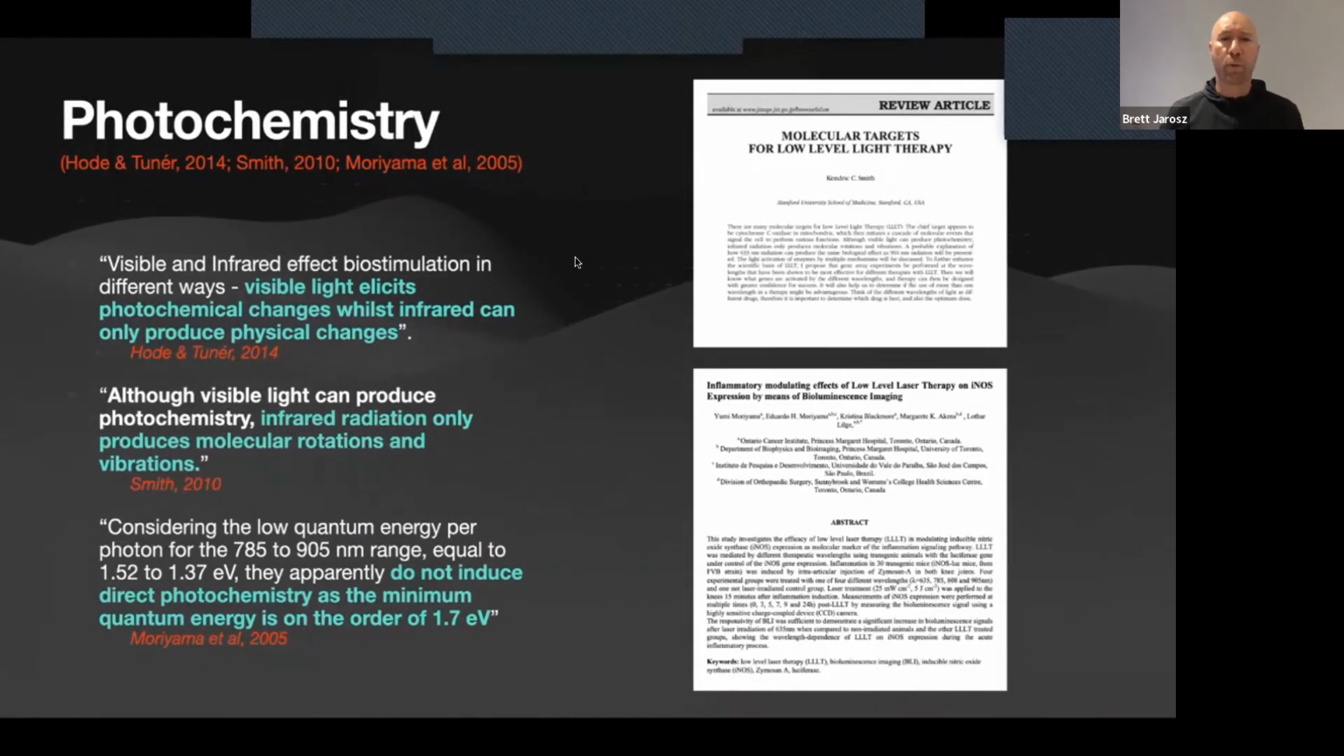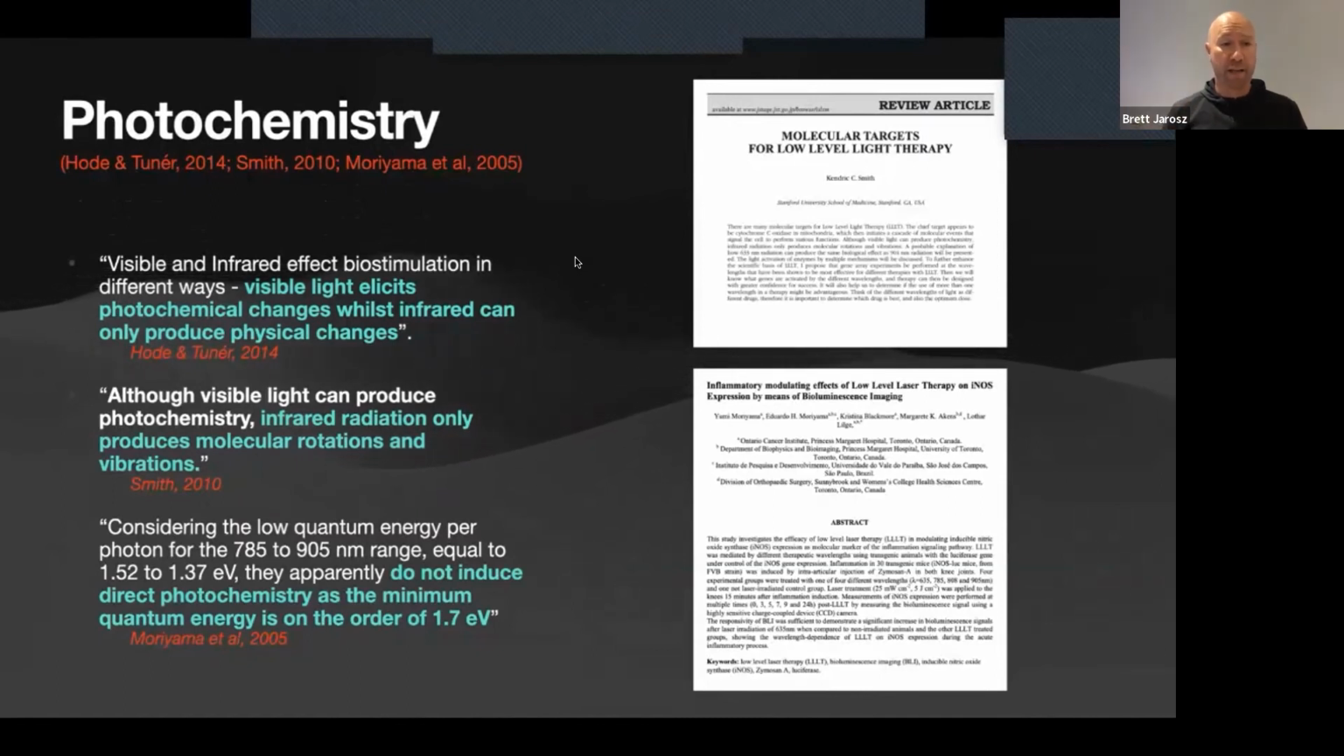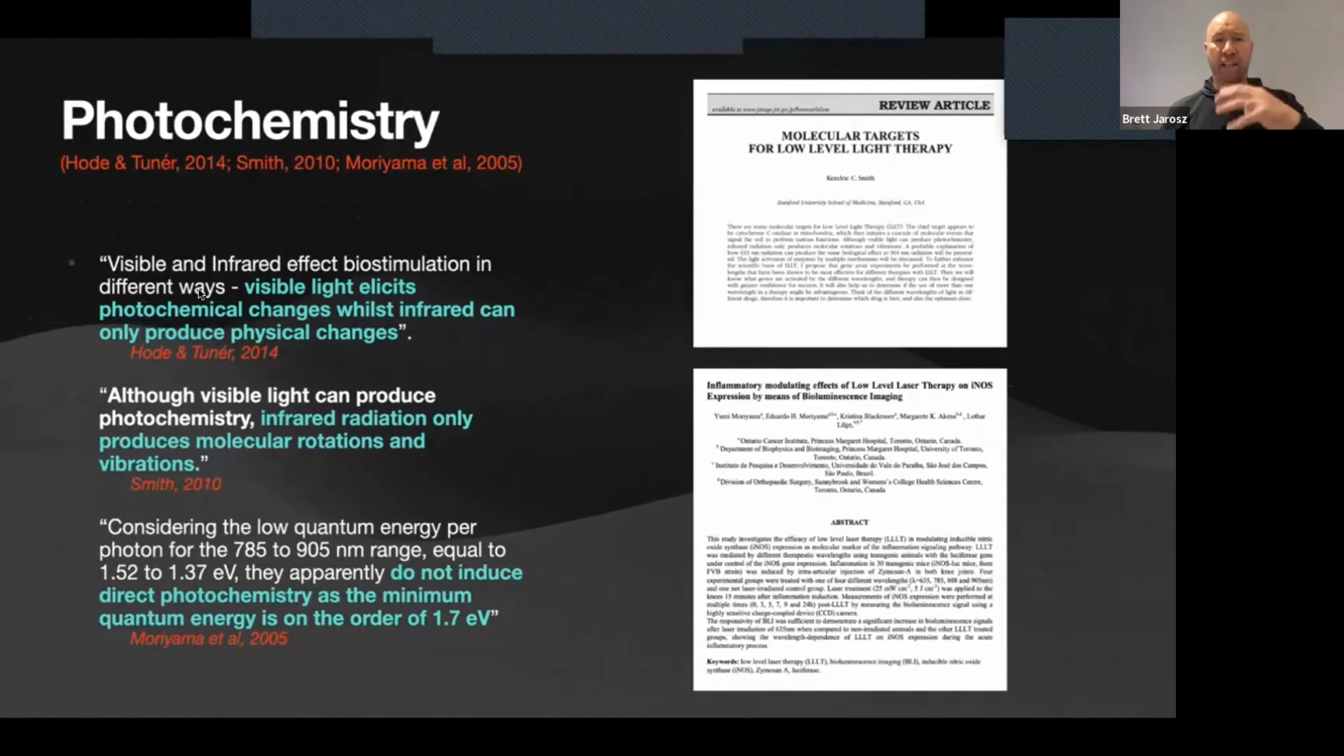Infrared is absorbed in water, causing those water molecules to vibrate and oscillate. And then, as we talked about last module, and now we're talking about it a little bit further, that's what creates that photothermal heating effect. So visible light imparts photochemical changes. Infrared light creates physical vibration, rotational oscillations.